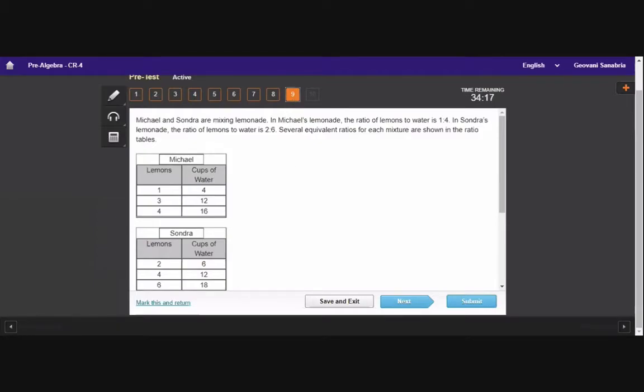Cool. Michael and Sandra are mixing lemonade. In Michael's lemonade, the ratio of lemons to water is 1 to 4. So when there's a colon between the numbers, it's the same thing as saying 1 to 4, or it's divided, right? Yeah, 1 divided by 4. Okay. In Sandra's lemonade, the ratio of lemons to water is 2 to 6. Several equivalent ratios for each mixture are shown in the ratio tables. All right, then what's the question?